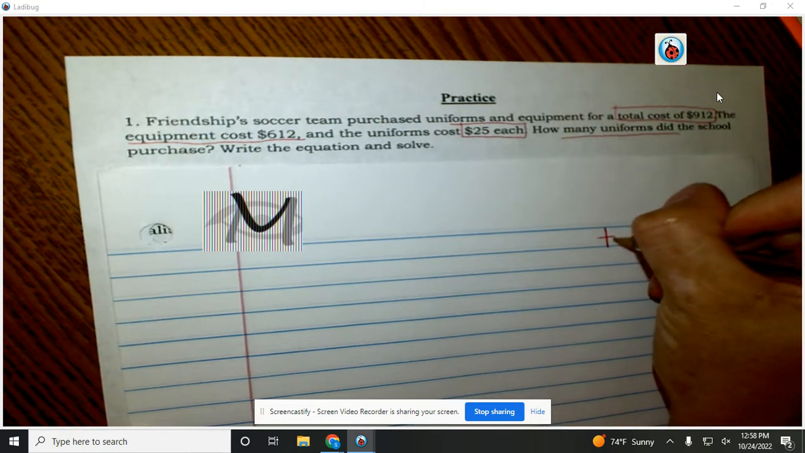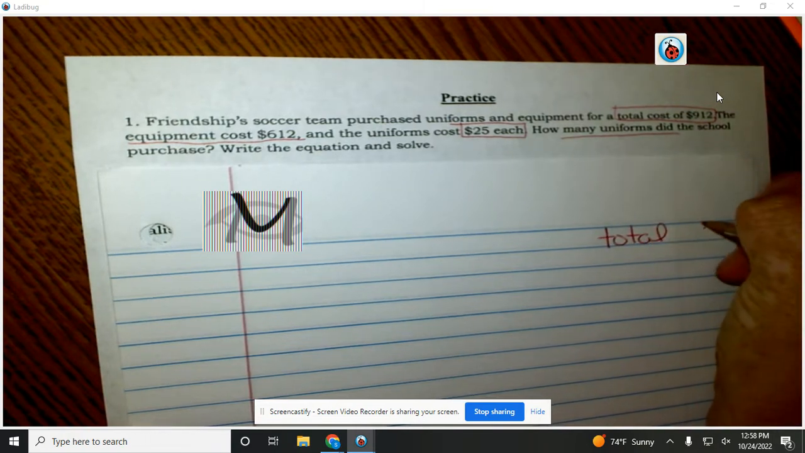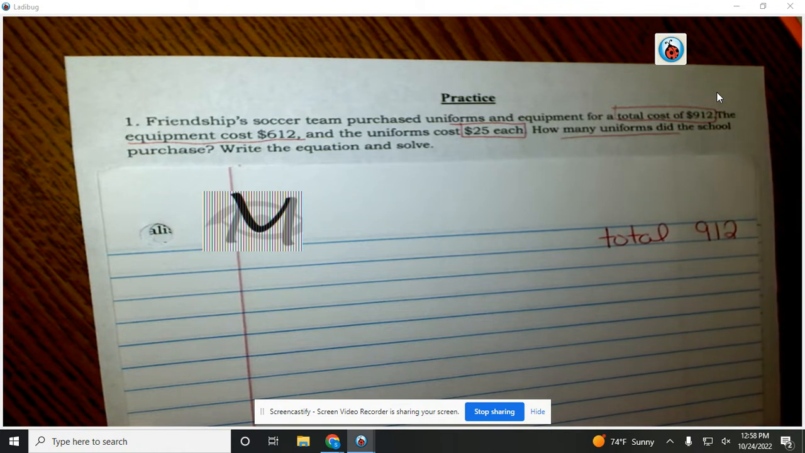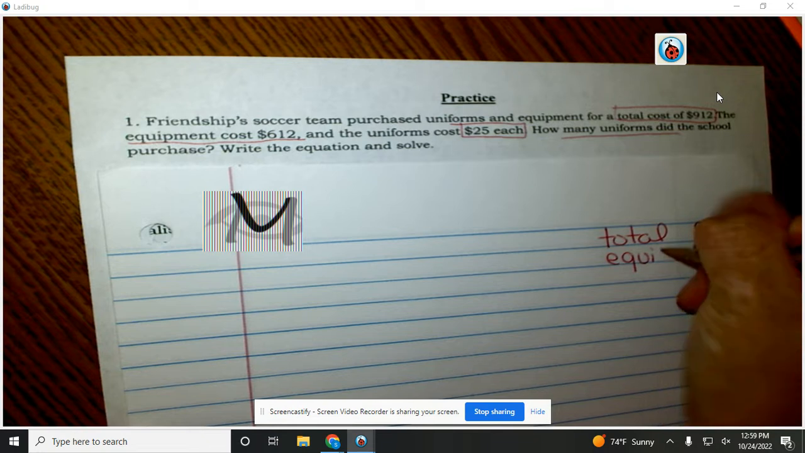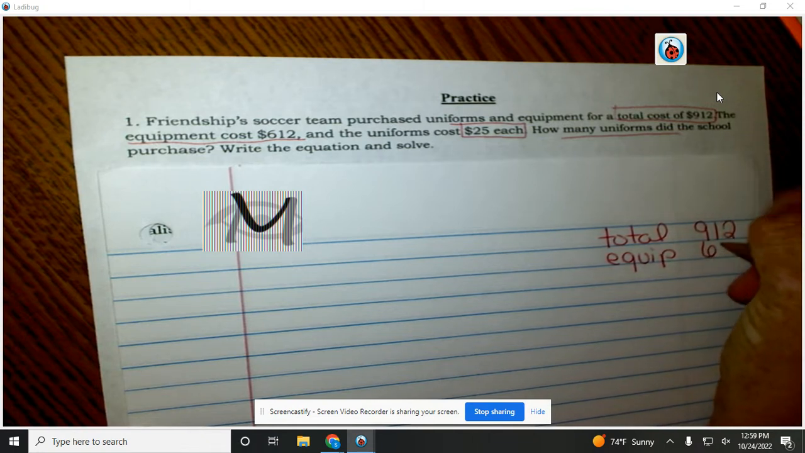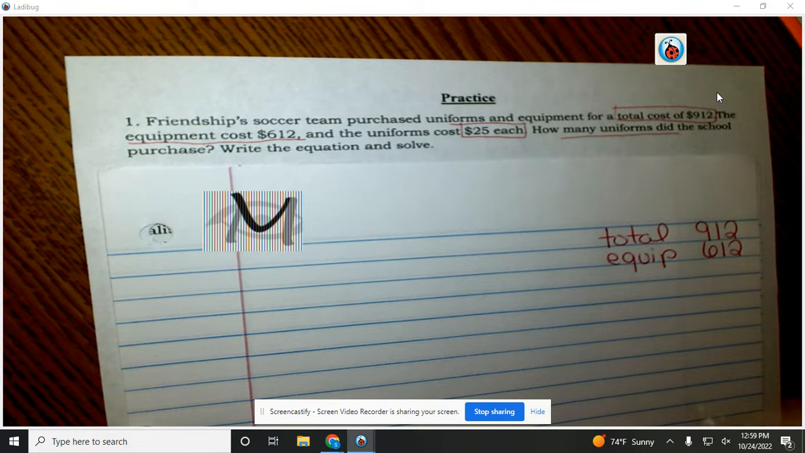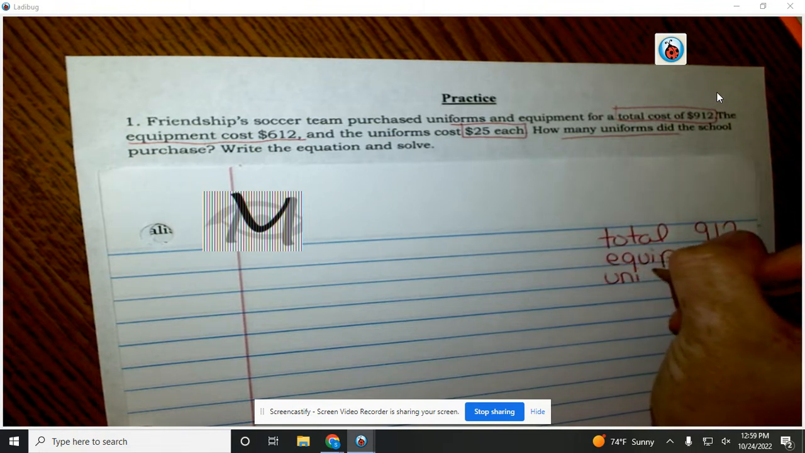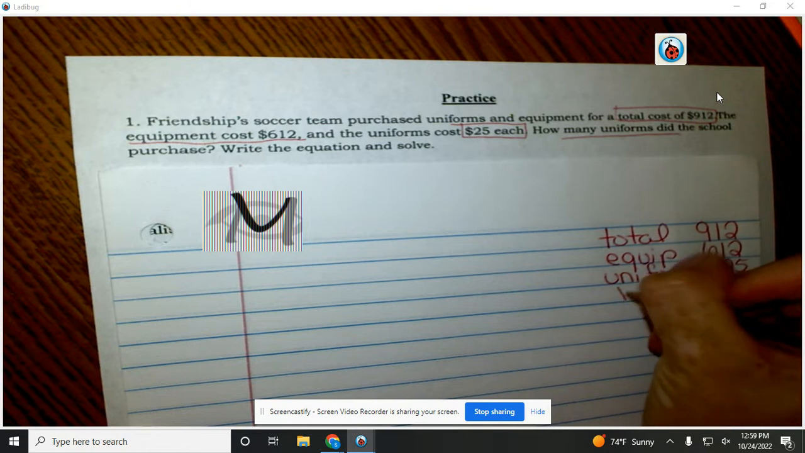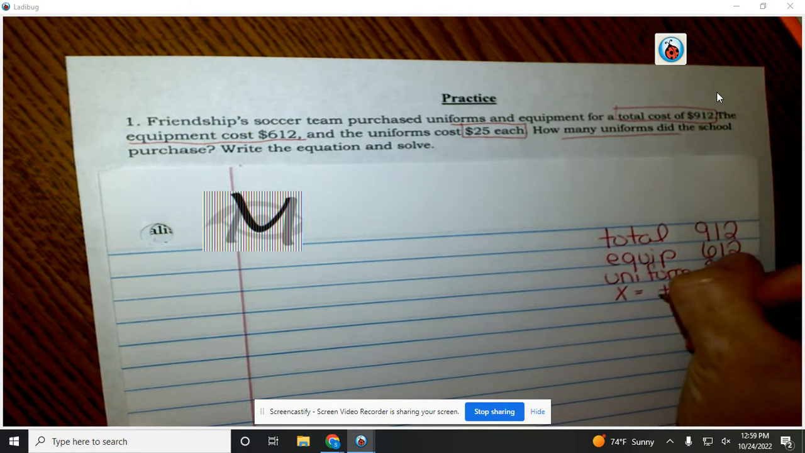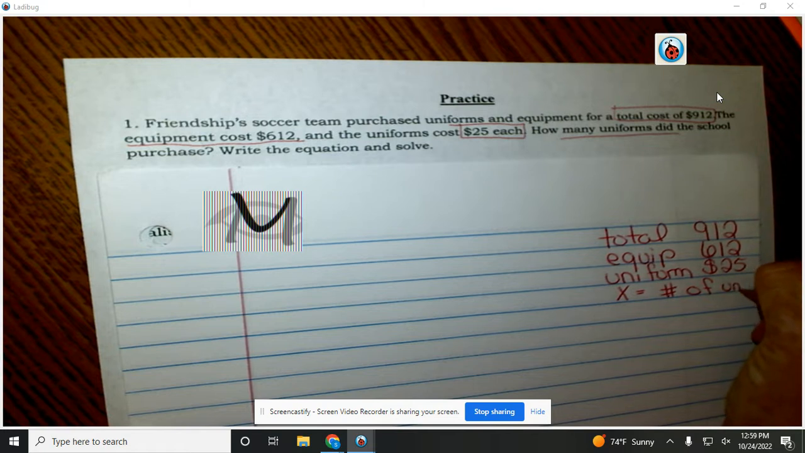I know that the total cost is $912. So that's going to tell me that the end of everything, the total amount for everything is going to be $912. We know that the equipment is $612 and that each uniform is $25 a piece. So X is going to represent the number of uniforms that you can purchase. Ran out of room, of course.